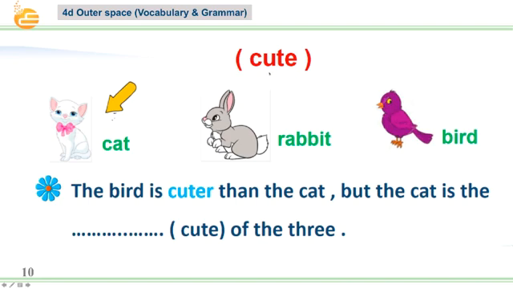Another example. Another short adjective, cute, one syllable. The bird is cuter than the cat. So we compare between the bird and the cat. We use the comparative adjective, cuter than the cat. But the cat is the blank of the three. So we use here the superlative adjective, cutest, cutest of the three. Okay?